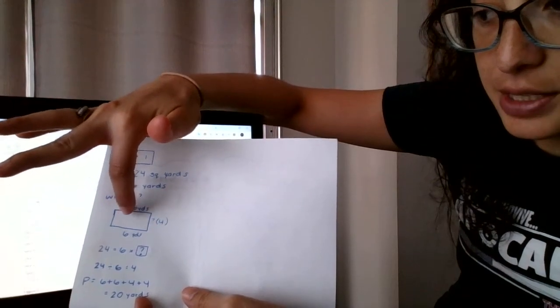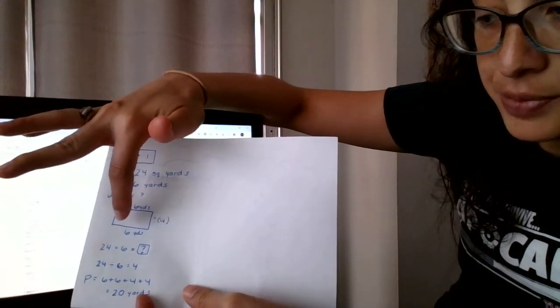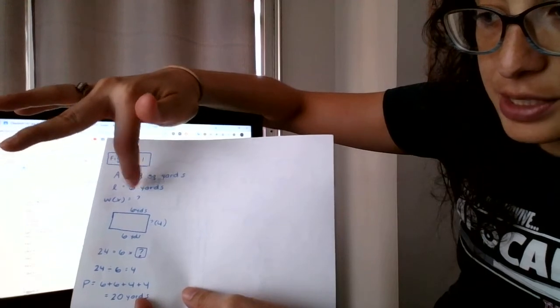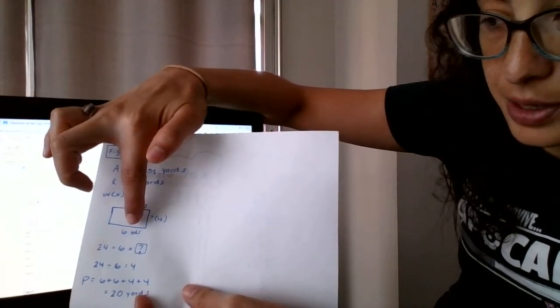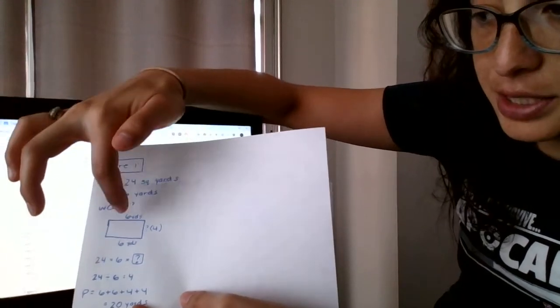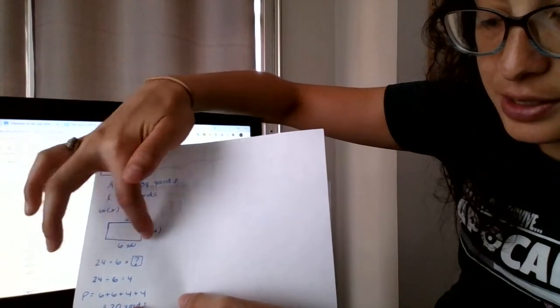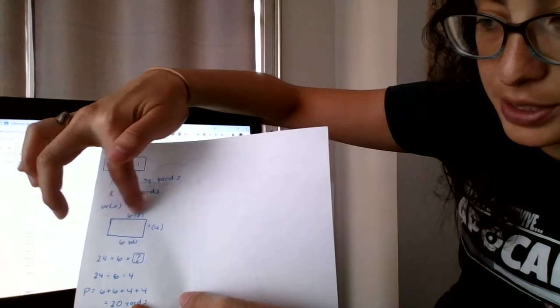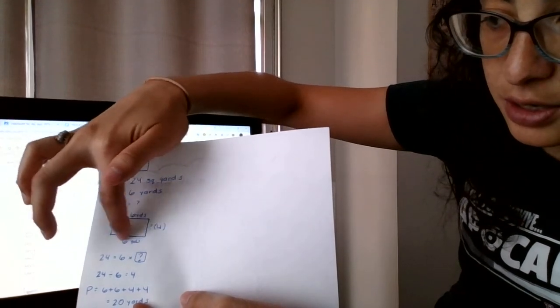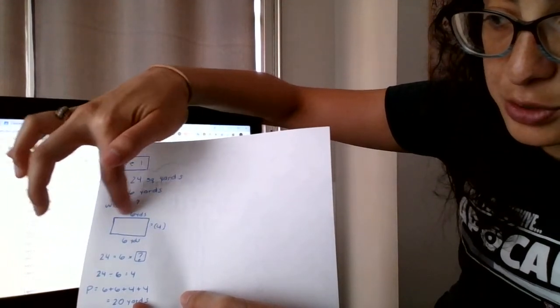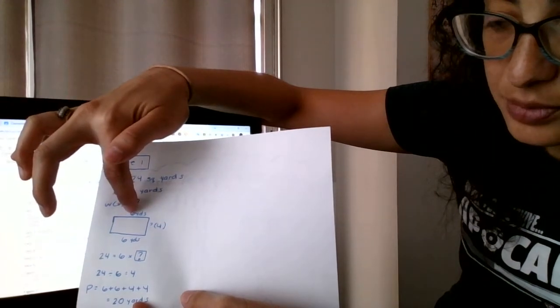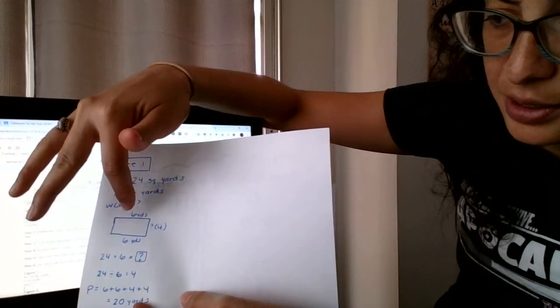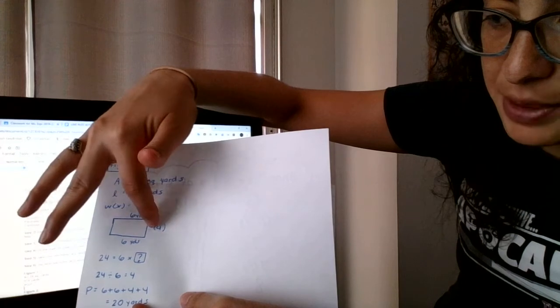What I did is I drew the shape and I wrote what I did know. So I put 6 yards. So what do I know about rectangles and squares? If one side is a length, then the opposite side is going to be the same length. So if this side is 6 yards, the opposite side is also going to be 6 yards. I know that, but I need to find the missing side.